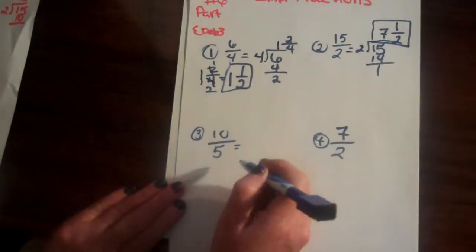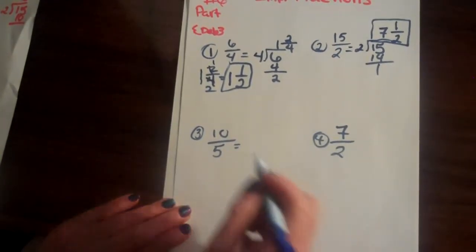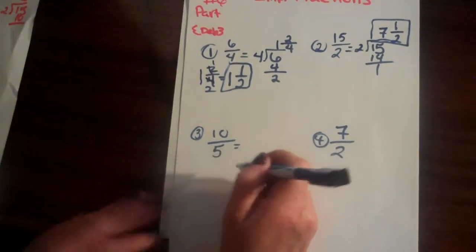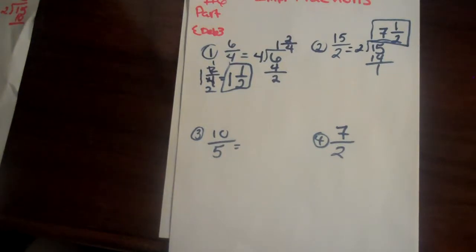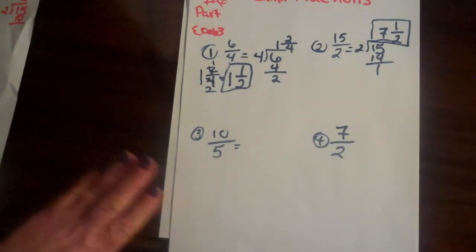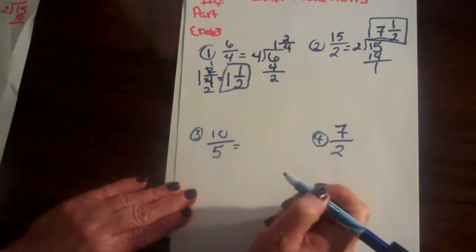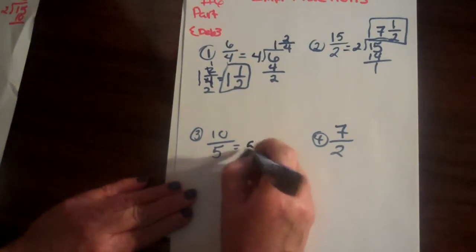Okay, number 3, we're going to slide this up a little bit, is another example, 10 over 5. Now, sometimes you're not going to get a mixed number. The answer we've been getting is mixed, a whole number with a fraction. Sometimes it's going to come out even, and this one's going to do this, and I'm going to show you.